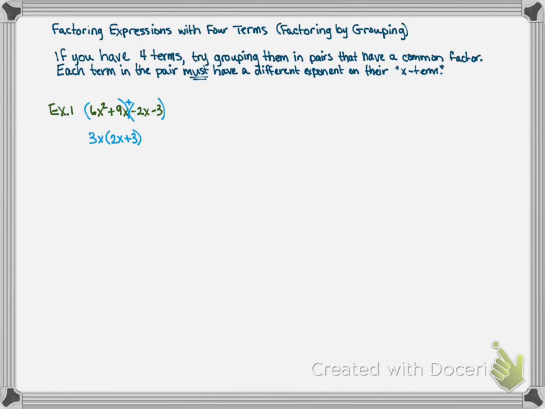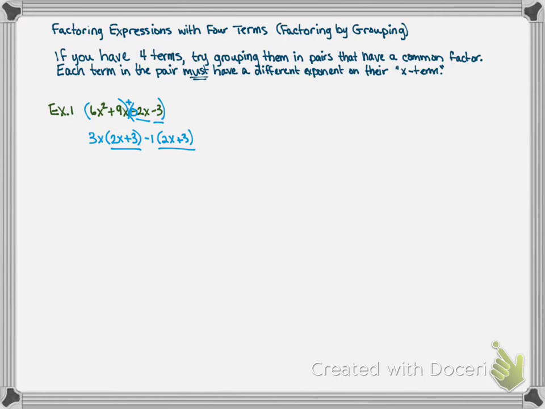If I look at my second pair, negative 2x minus 3, the only thing I have in common is 1, and because that leading term was a negative, I'll pull the negative out with it, put my parentheses, and then negative 2x divided by the negative 1 is positive 2x. Negative 3 divided by the negative 1 is positive 3.